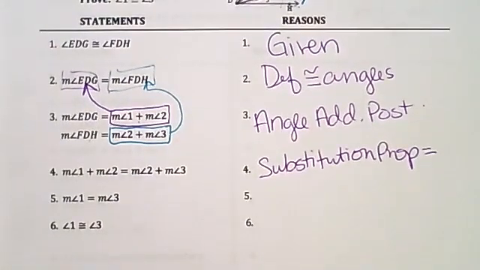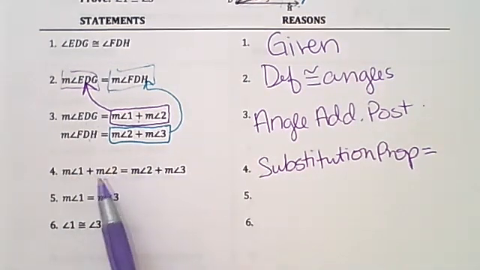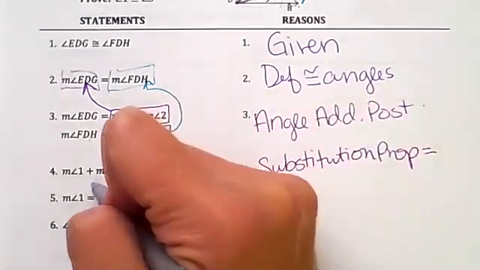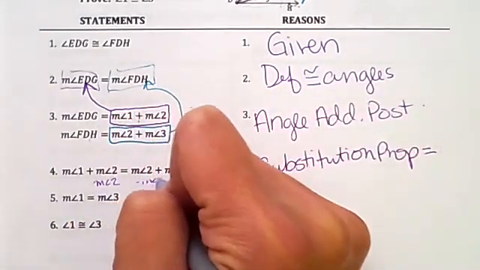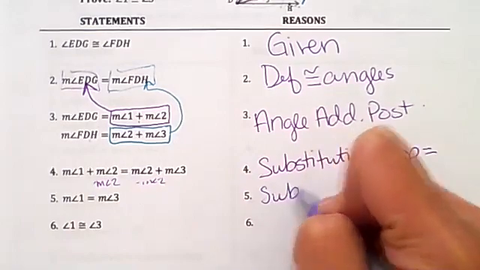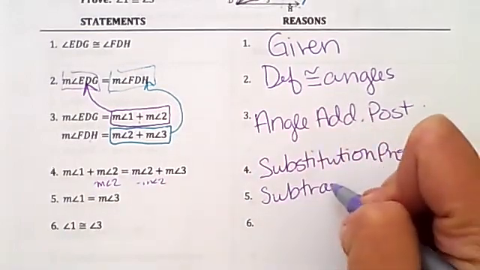Now the rest of it is kind of the same as the last one. And I will say a lot of angle proofs kind of have this flow at the end where you have two expressions equal to each other. We have the repeated one on both sides, 2 and 2. We take 2 away. So we're going to subtract measure of angle 2 from both sides, right? So that's subtraction property. And that's how we got angle 1 equals angle 3.